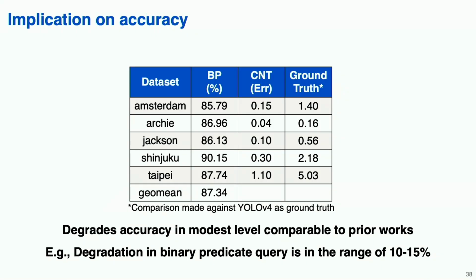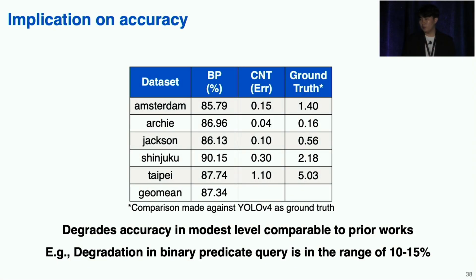Now I'll report the implication on accuracy from Kova. In general, we observe a modest level of accuracy degradation comparable to the prior works. For example, the degradation on binary predicate query falls within the range of 10 to 15% with the geometric mean of 12%. So considering the application of Kova, where we aim to process a large corpus of video at very high speed to extract high-level insights, we believe this amount of approximation is tolerable.